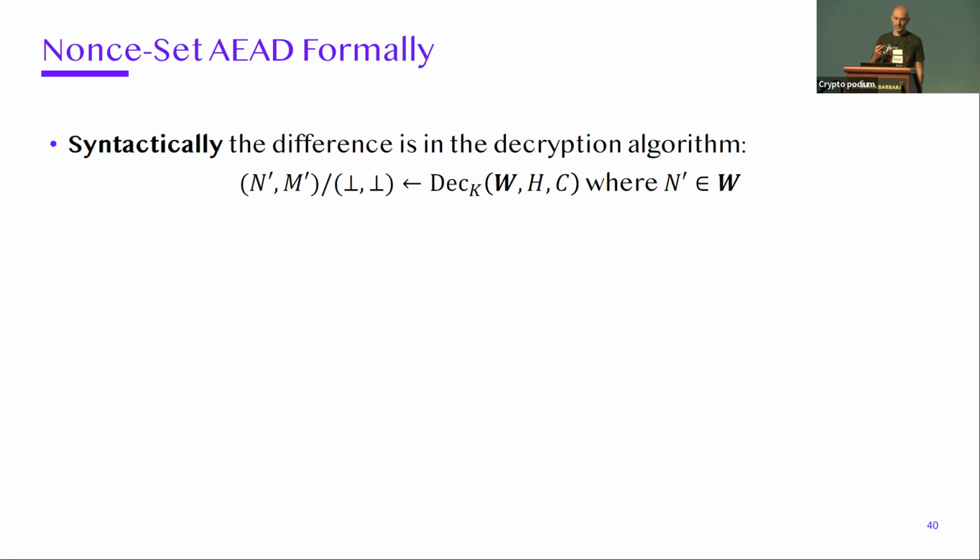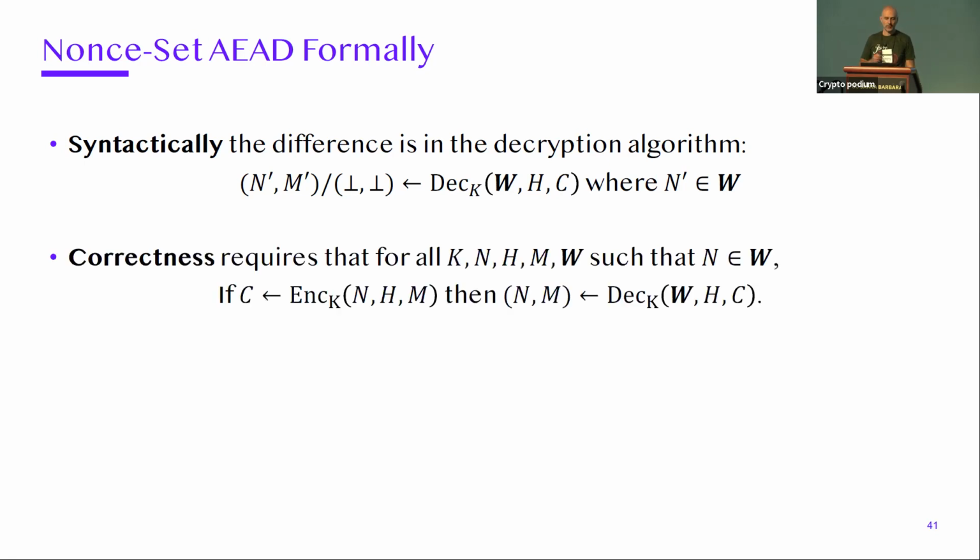So at a high level here, what's happening is that the set of nonces indicates to the decryption algorithm which ciphertext can be accepted at this point in time, right? And in return, the decryption algorithm returns a nonce indicating which of these nonces in the set was associated successfully to that ciphertext.